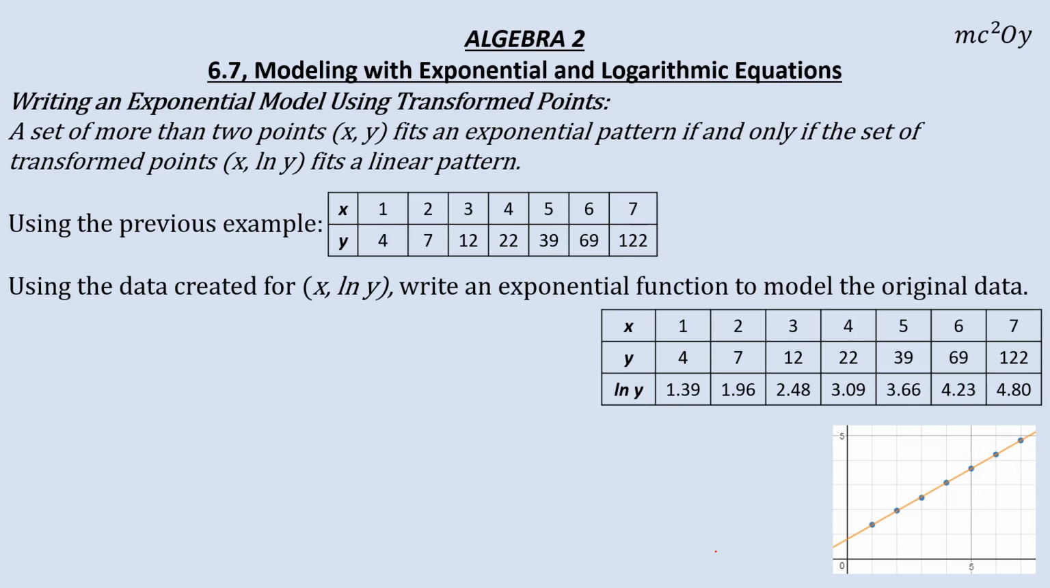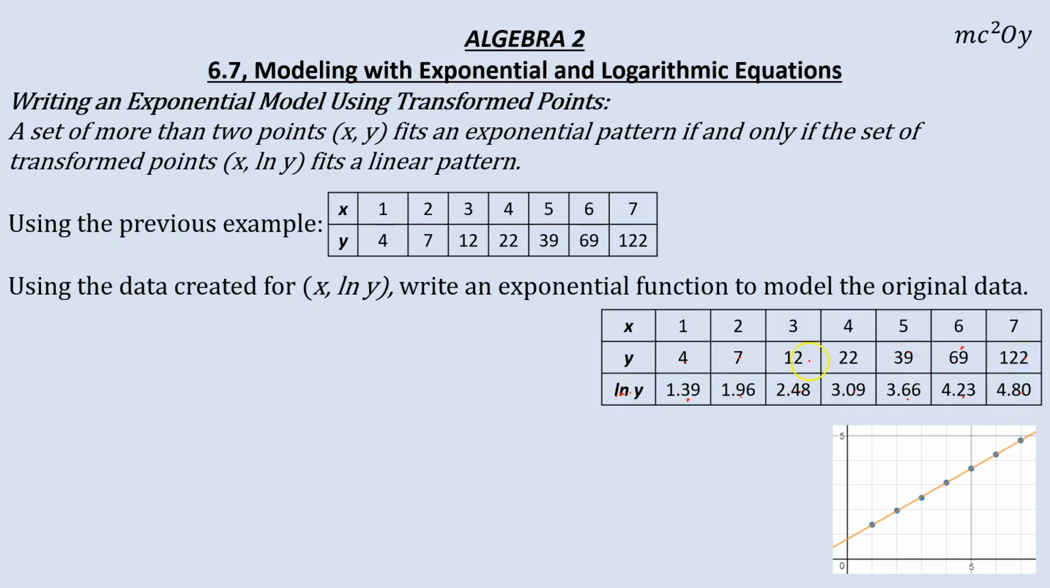So what I've done is I've done a lot of the legwork here. I've said, okay, my original set of points from my previous problem, I'm going to add a row here, and the natural log of y is that row. So really what I'm saying is, this row, natural log of y, is just saying, what is the natural log of 4? Well, it's 1.39. What is the natural log of 7? It's 1.96. Natural log of 12. Natural log of 22. Natural log of 39. Natural log of 69. Natural log of 122.